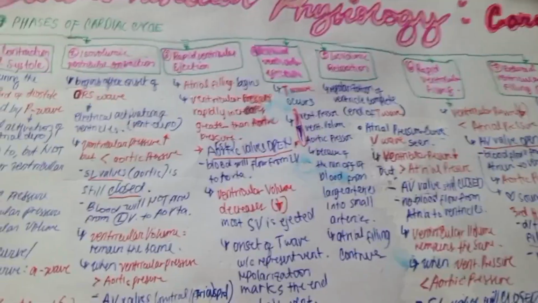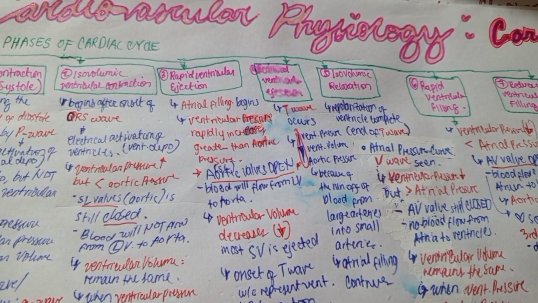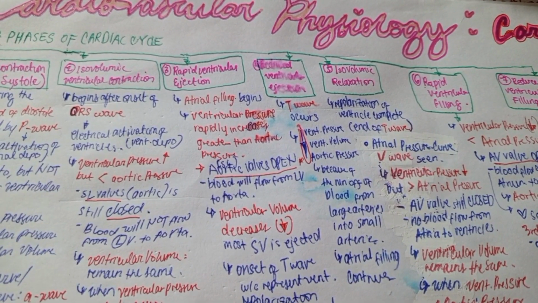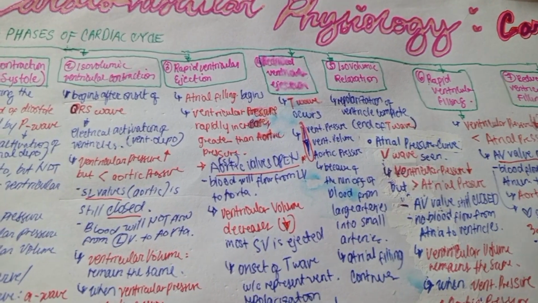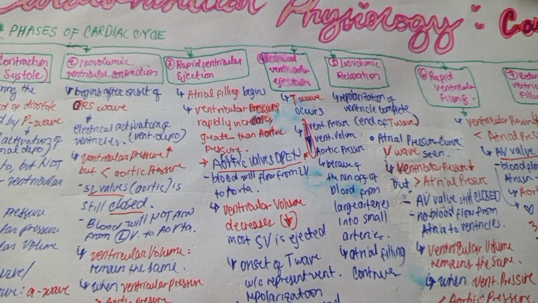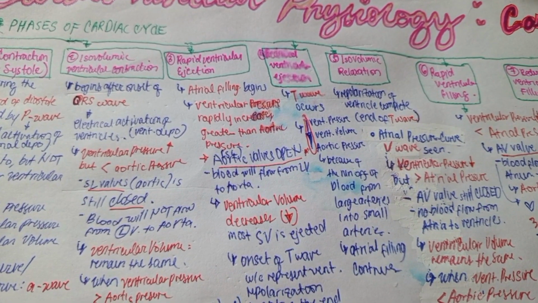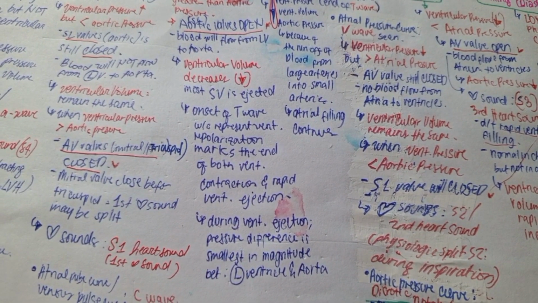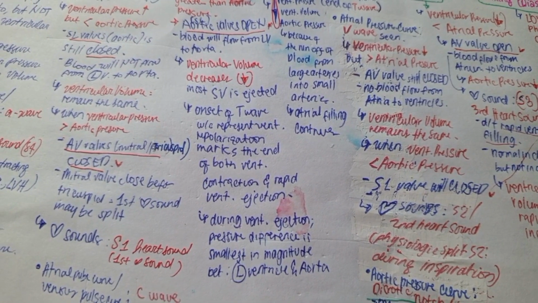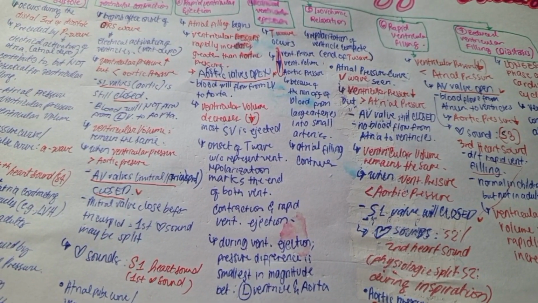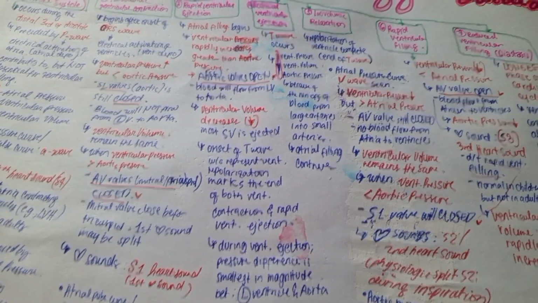So in this phase, atrial filling begins, and the ventricular pressure rapidly increases and becomes greater than the aortic pressure. During this phase, the aortic valve, or the semilunar valves, open, and the blood will flow from the left ventricle to the aorta. This will cause the ventricular volume to decrease, and most of the stroke volume is ejected. The onset of the T wave, which represents ventricular repolarization, marks the end of both ventricular contraction and rapid ventricular ejection. So during ventricular ejection, the pressure difference is smallest in magnitude between the left ventricle and the aorta.